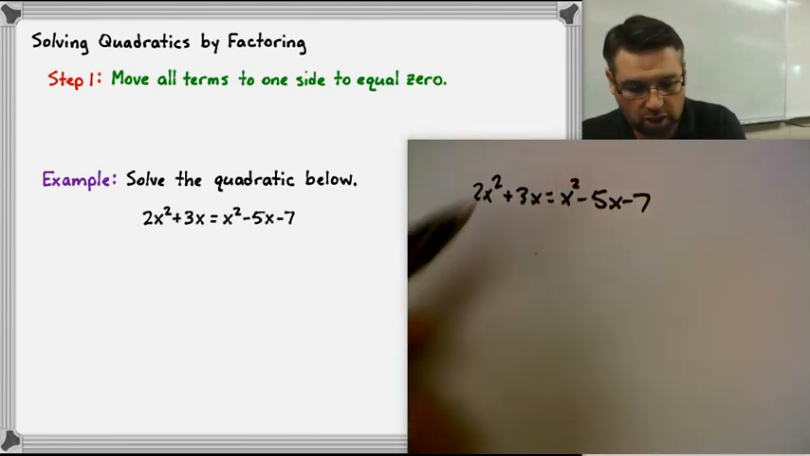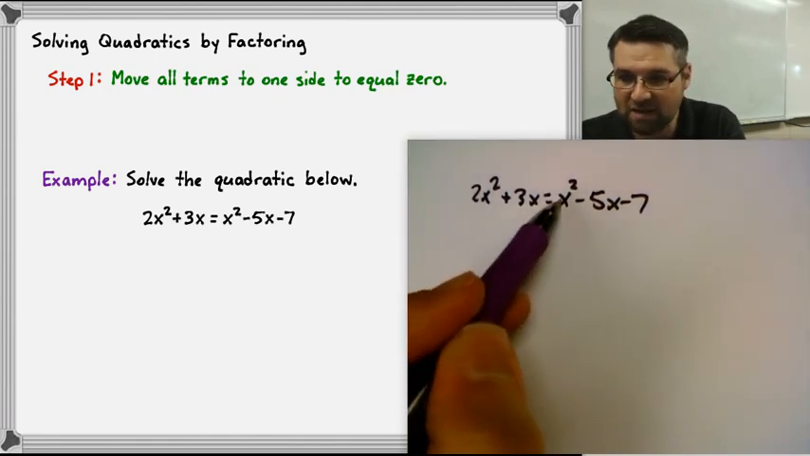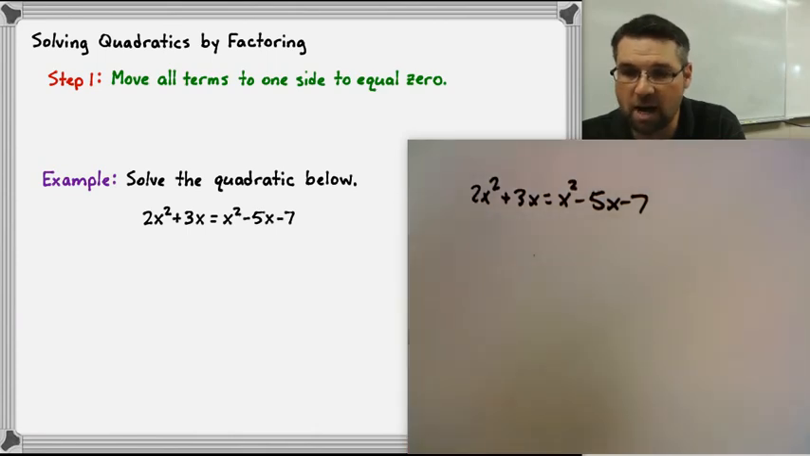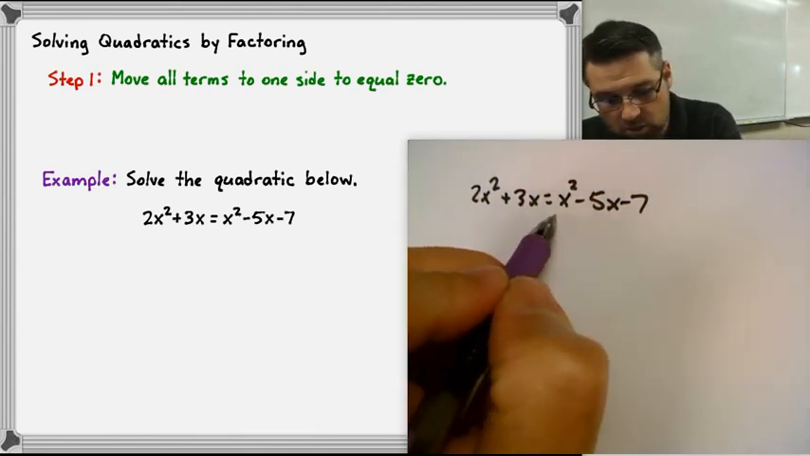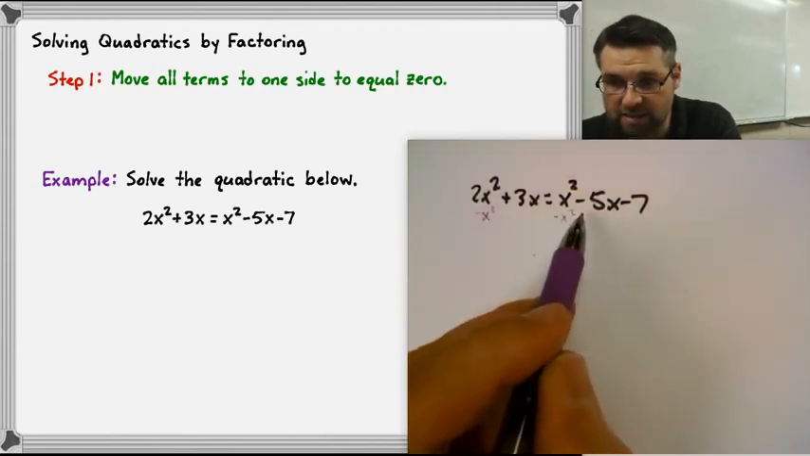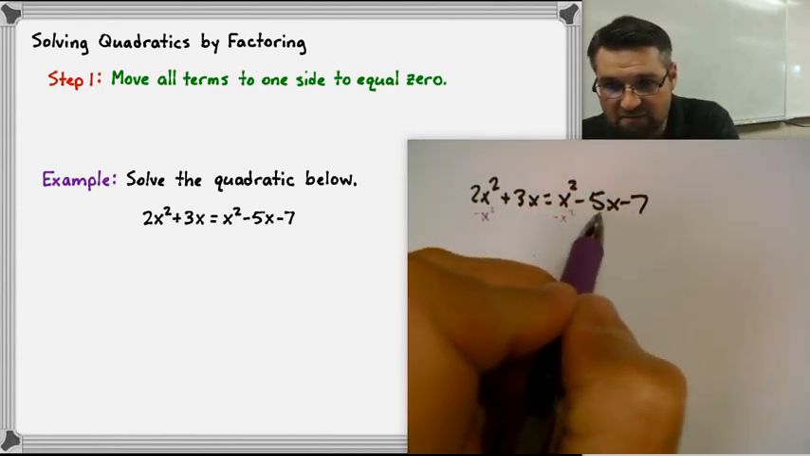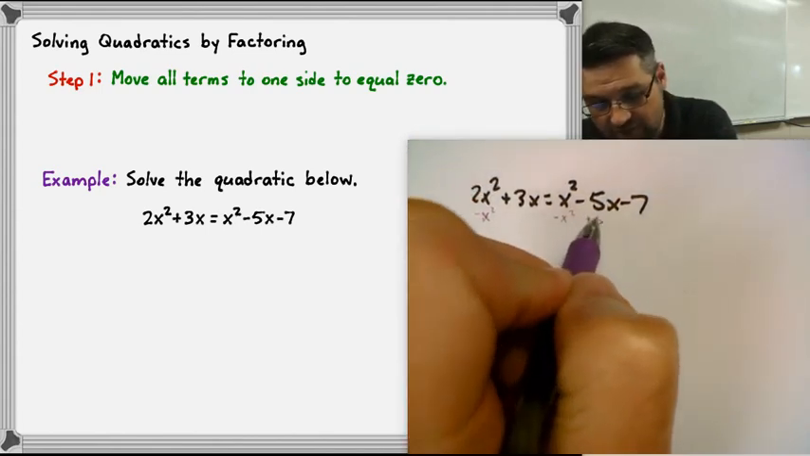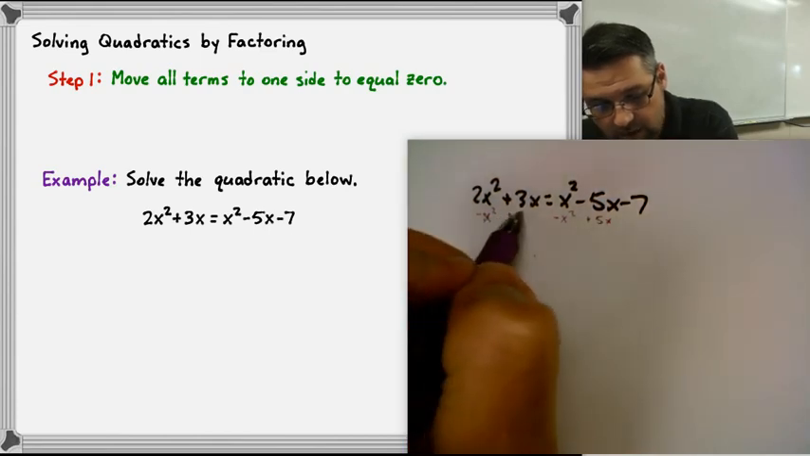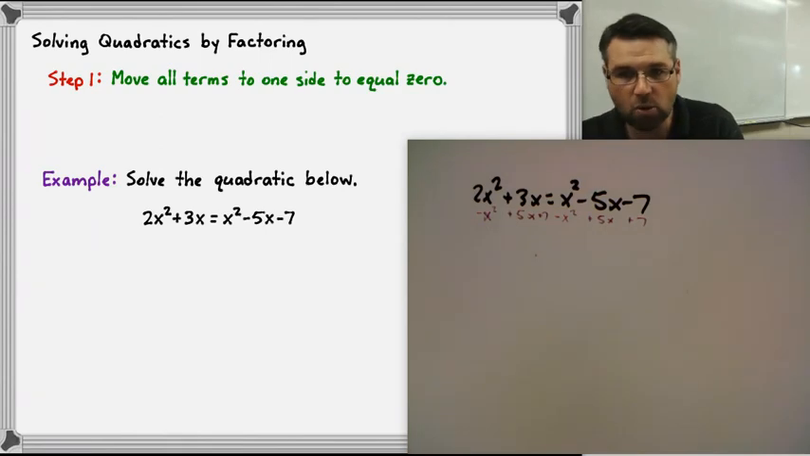So we could subtract 2x squared from both sides, but we'd end up with a negative x squared on the right. We don't want that. We want a positive x squared. So what we're going to do is subtract x squared from both sides. That will get rid of the x squared on the right-hand side. We want to move everything over to the same side. So we're going to get rid of the negative 5x and the negative 7. So we're going to add 5x to both sides. And we're also going to add 7 to both sides. Okay? Well, what do we get?